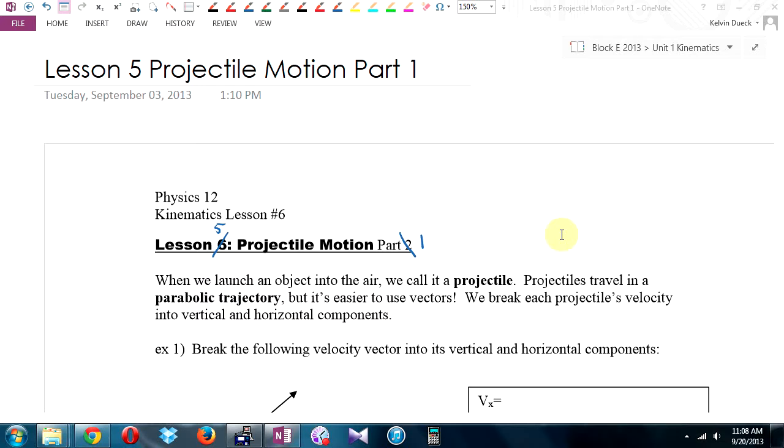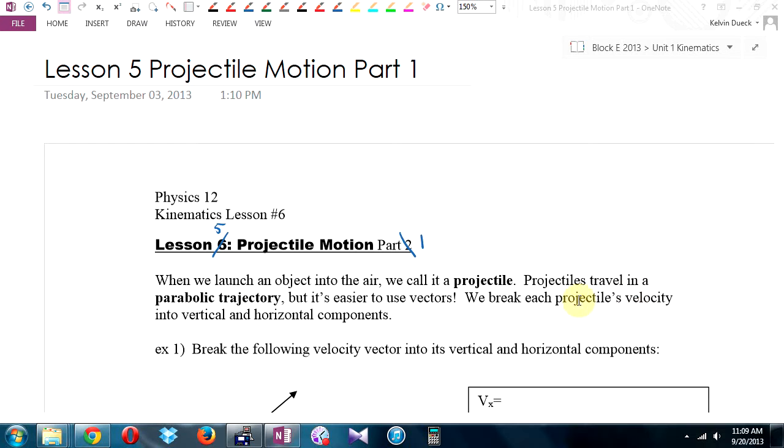Projectiles travel in curves, in parabolic trajectories, and actually, mathematically, it is possible to analyze it all in one fell swoop. There's an entire branch of mathematics that looks at curves. It's a geometric branch of mathematics, but it's kind of yucky. And what we're going to do then with our high school math skills is we are always going to break every projectile up into components.